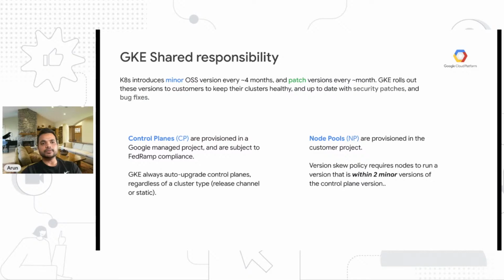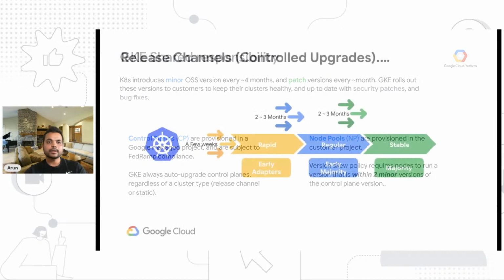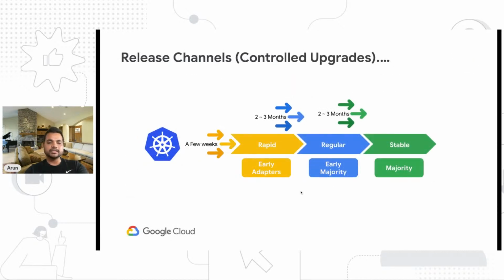Node pools, however, you have the option to auto upgrade, or you can upgrade by yourself. I mean, you can disable auto upgrade, which is not recommended, but given your use case, you can go ahead and disable the node auto upgrade. So this is how it starts.